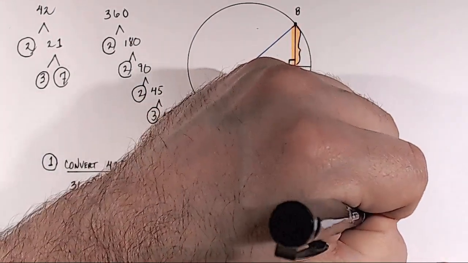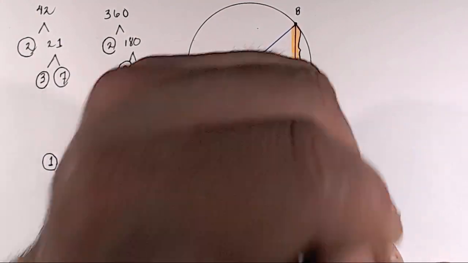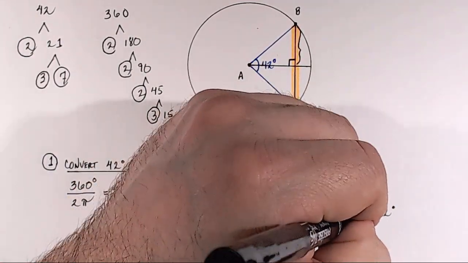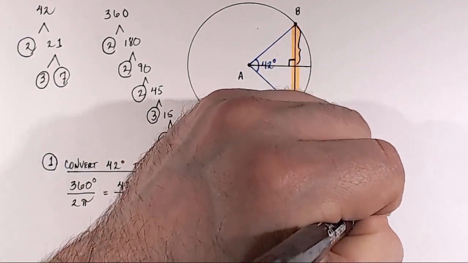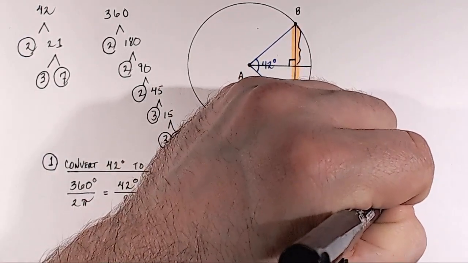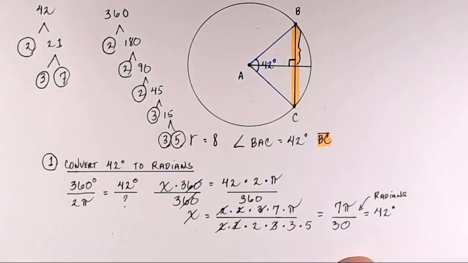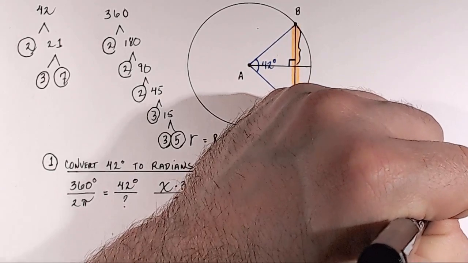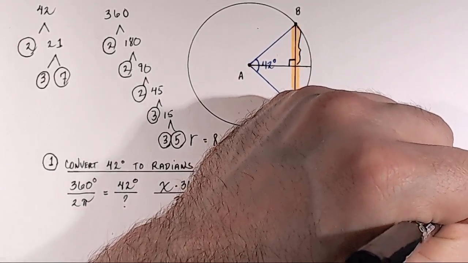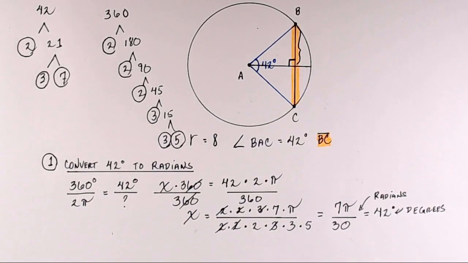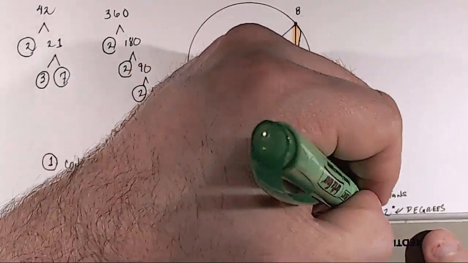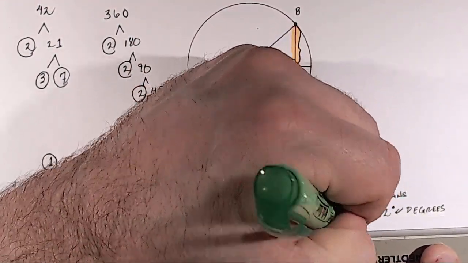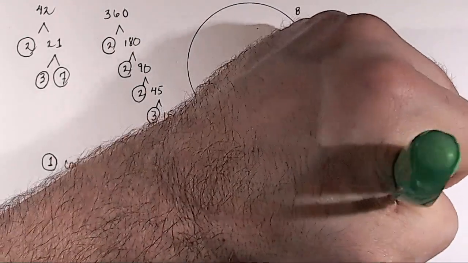So this is equal to 42 degrees. So this is a radian measurement. These are radians. And these are degrees. All right? And what is this radian measurement? Just so we're clear about it. Let me highlight that. Okay, this radian measurement, 7 pi over 30 radians.